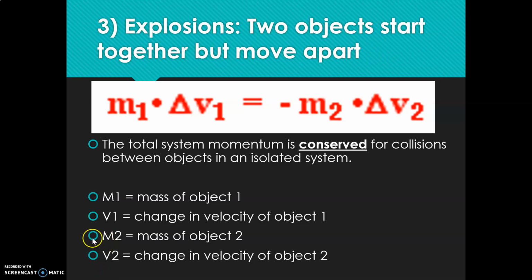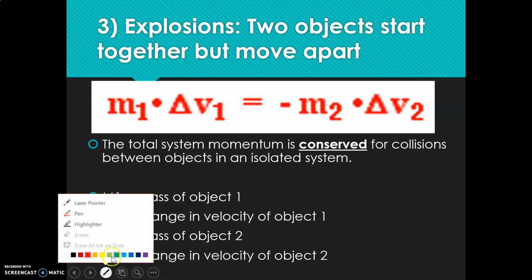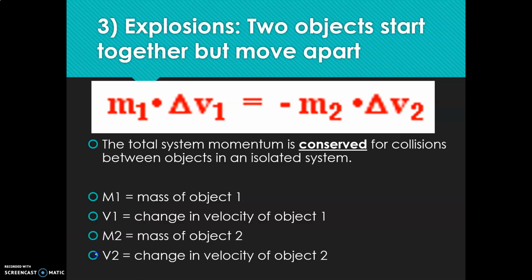All right, so this is a continuation of our interactions previous video. This is part two. So this is our third type of interaction. Our third type is explosions. So with things that explode, they're moving away from each other, right? So that means that they start together.